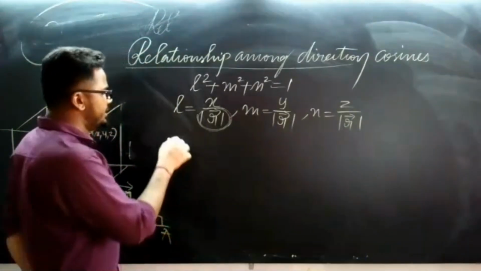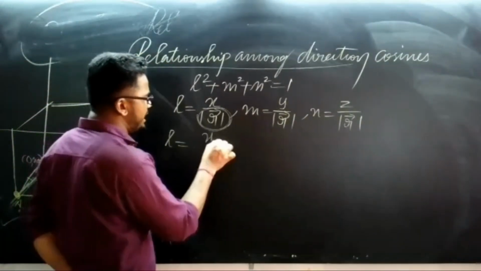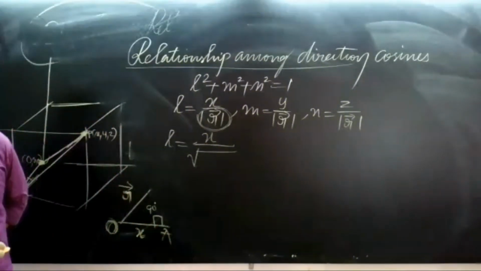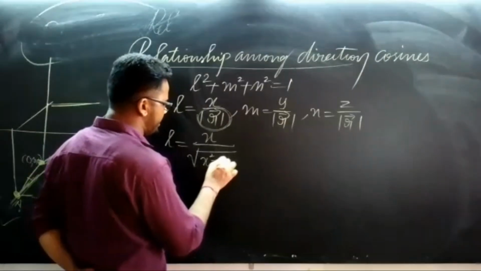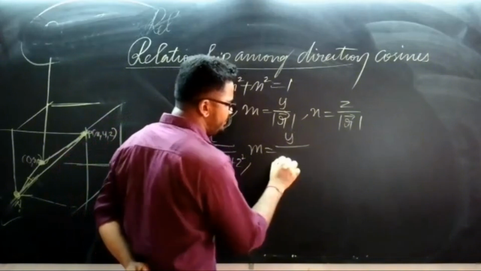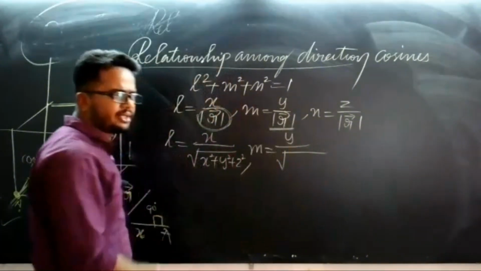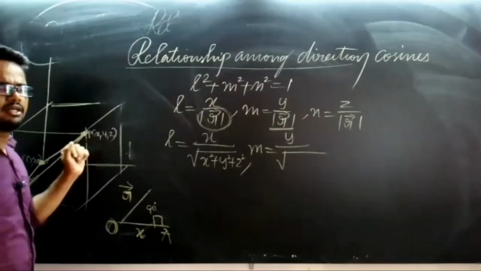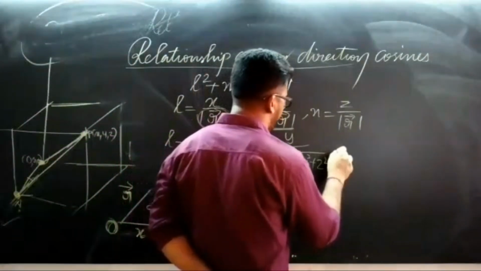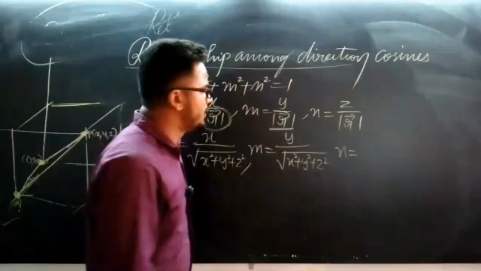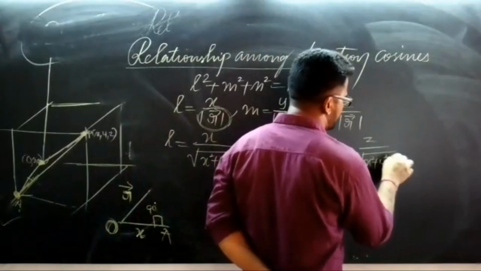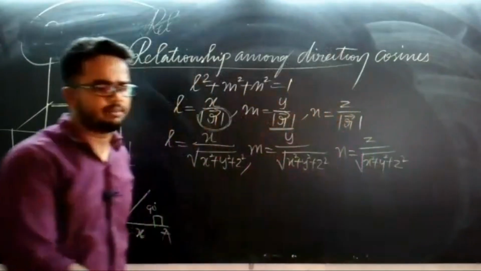See here, l is equal to x by the value of r, which is square root of x square plus y square plus z square. The value of m will be y by the square root of x square plus y square plus z square. The value is not going to change, the position vector is the same here. Next, for n, z divided by the square root of x square plus y square plus z square, it can be written like this.